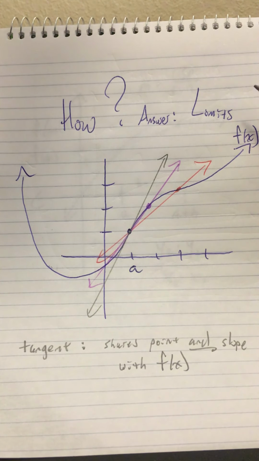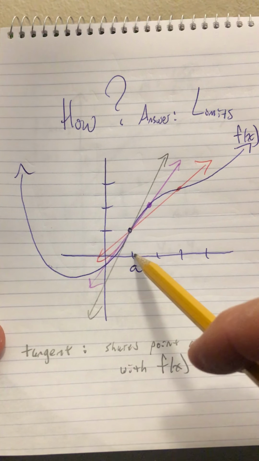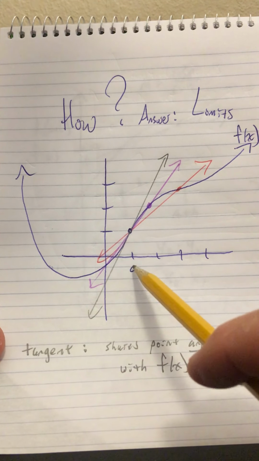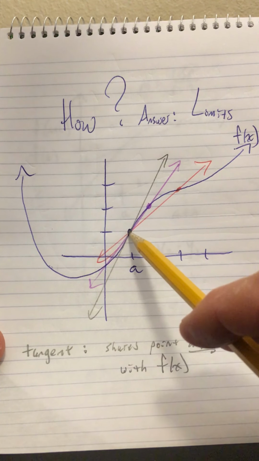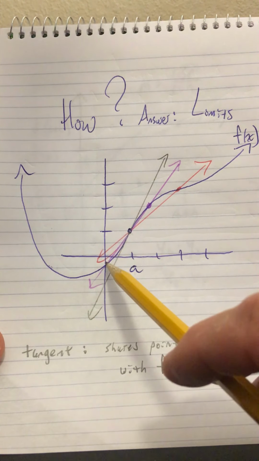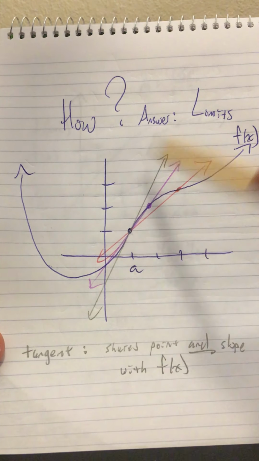The answer is limits. That's why we learned limits first. Let's say we want to know how steep the curve is at this point A. In other words, at that point A, f of A, on the curve, how steep is this blue curve right there?